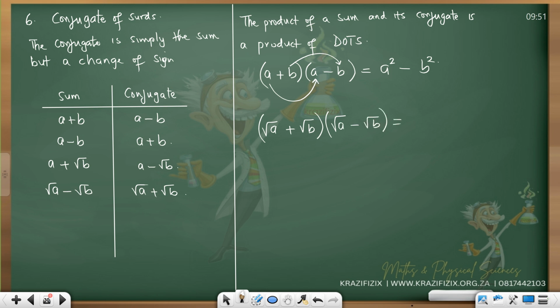Conjugate. What would this be? Guys, once I see that it is the same but the signs are different, it's conjugate. I'll multiply the first and the last. Root A times root A is A. It's always a minus. Root B times root B is B. Can you see that my roots are gone?